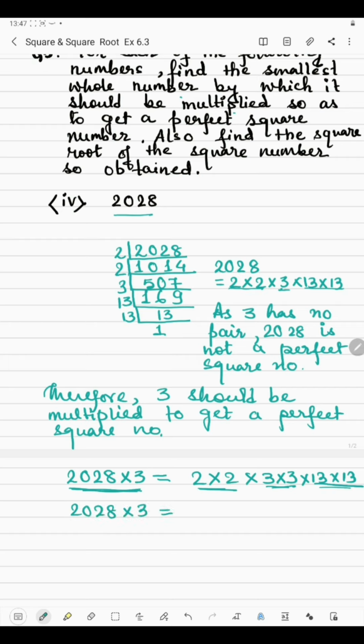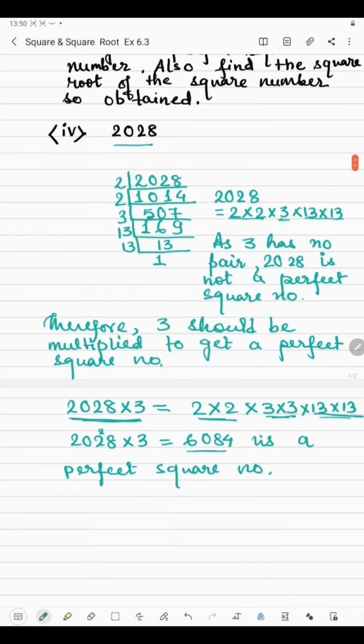So our perfect square number is: 3 eights are 24, 2 carry, 3 twos are 6, 6 plus 2 is 8, 3 zeros are 0, 3 twos are 6. So 6084 is a perfect square number. Now in the second part, it is said to also find the square root of the square number so obtained. That means whatever number we have got as a perfect square number, we will have to find the square root of this. So again we will take the square root.